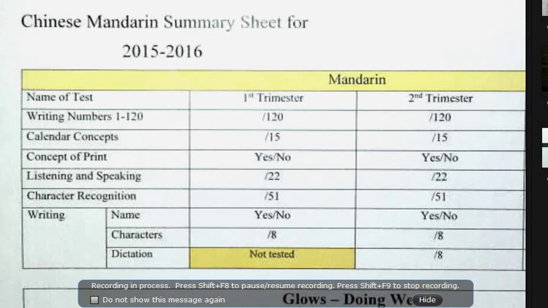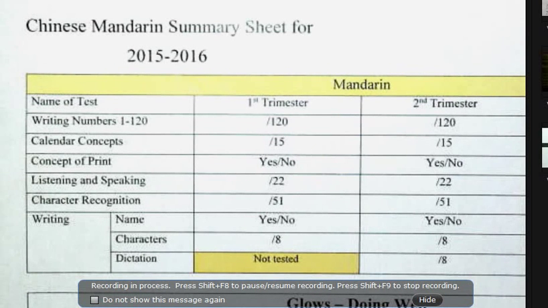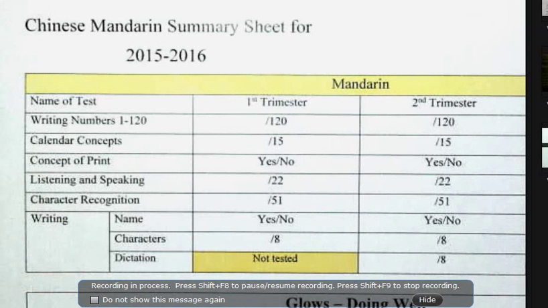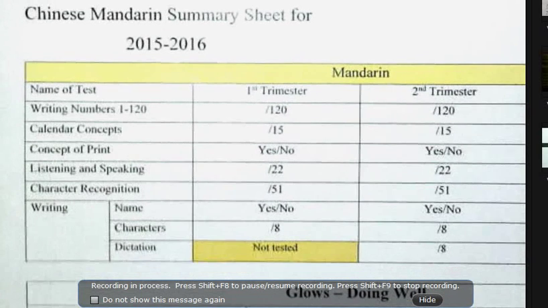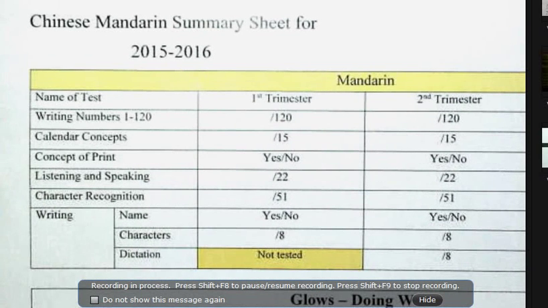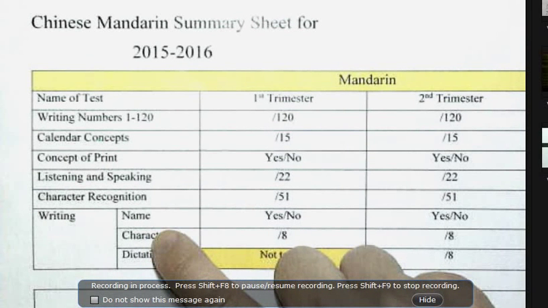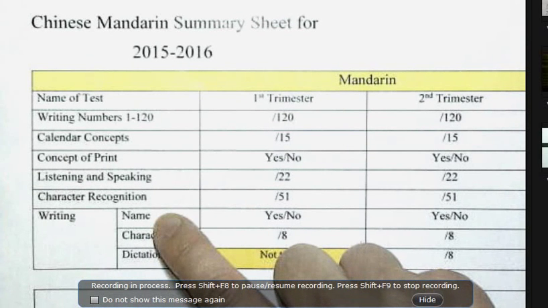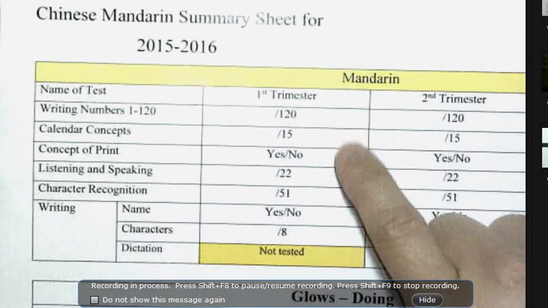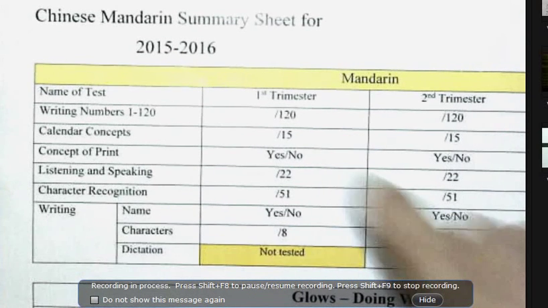This part 3 is for just the DLI classes. This is the Chinese Mandarin summary sheet for assessments, and basically you'll see this during our conference time. And again, just like the other summary sheet, we have the different parts of the test, and we're only looking at the first trimester. And let me pull up the PowerPoint.